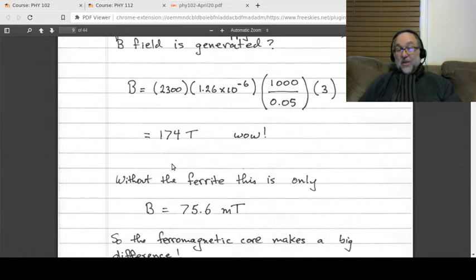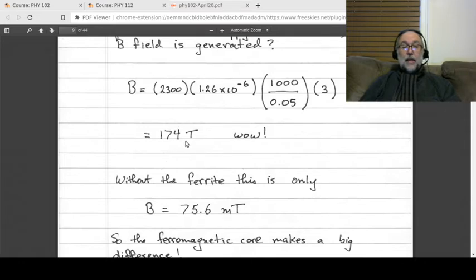Now, what if we didn't have that ferrite in the middle, that ferromagnetic material? Well, if you do this again, but you get rid of that 2,300, then you only get 75.6 milliteslas. Okay, so in reality, 3 amps is really big. You wouldn't be able to sustain this for a long time. So it's really that 3 amps which is making this number very big. But if you're down in maybe 100 milliamps or 10 milliamps, that's something which is doable.